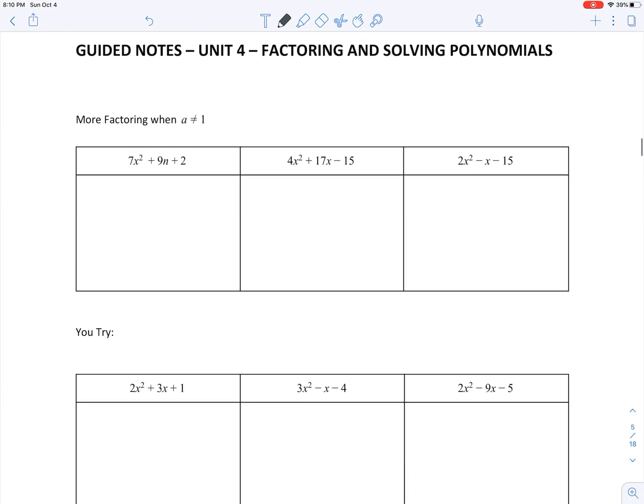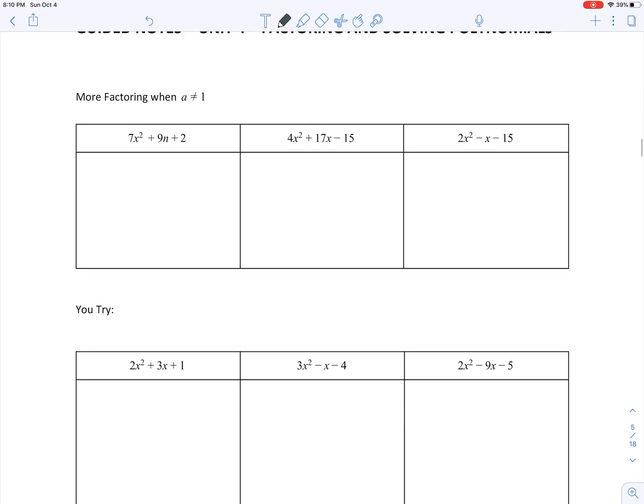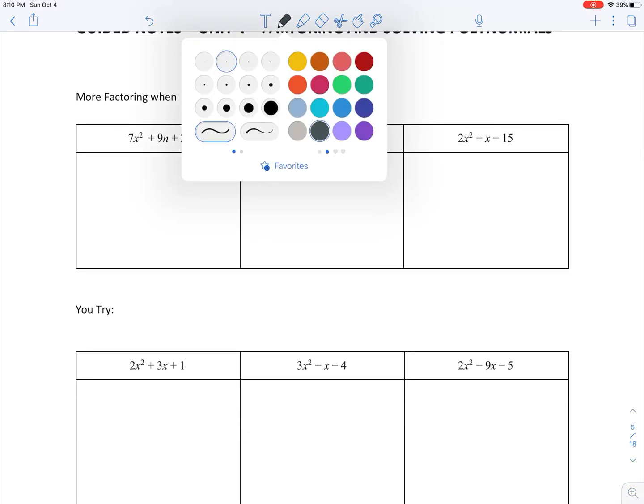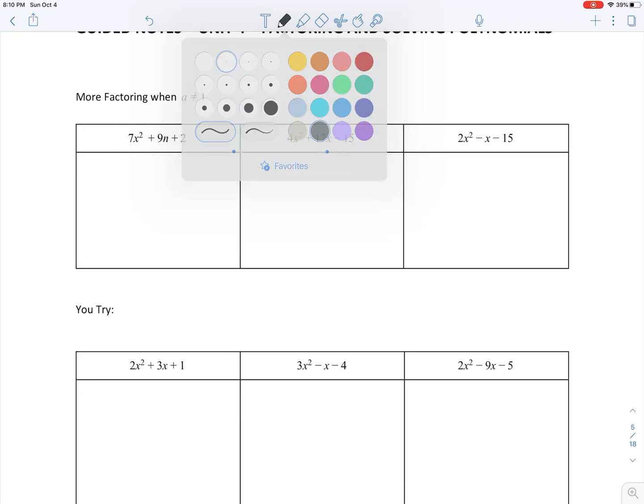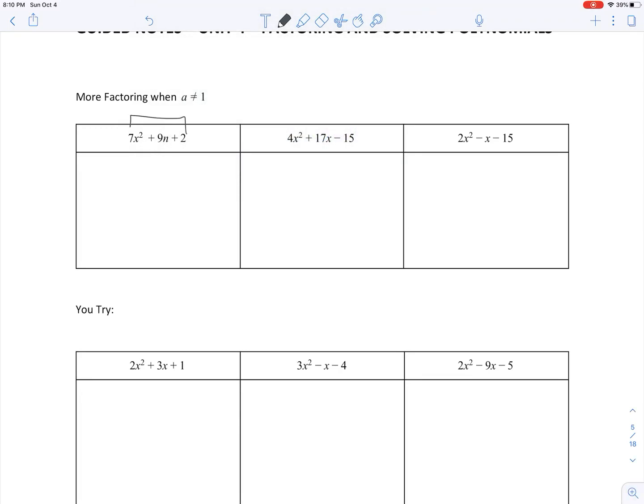Easy peasy. All right, let's do 3 more, and then I'll let you work on your own for a little bit. So I'm going to do this one. We're going to start by multiplying A and C to get 14. That should be an x. It'll be an x when you see it. That'll give us 14x squared. So what can we multiply to get 14 and add to get 9?